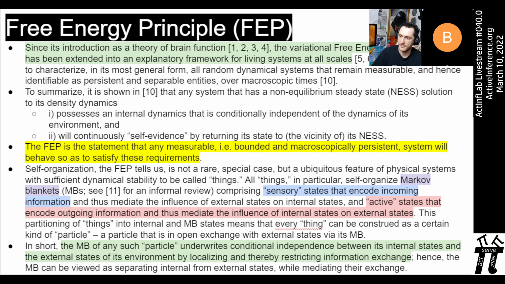Cool. I think that they borrow also from our particular physics. We're going to talk about particles, and they talk more about particles in the discussion, and maybe we can have a deeper conversation about those in the .1 and .2. But they say the Markov boundary of any particle that's an open exchange with external states via its Markov boundary underwrites conditional independence between its internal states and the external states of its environment by localizing and thereby restricting information exchange. So the Markov boundary separates internal and external states by mediating their exchange. We've seen that before.